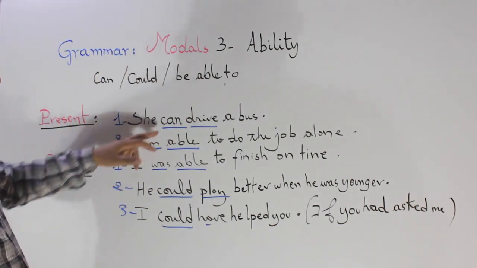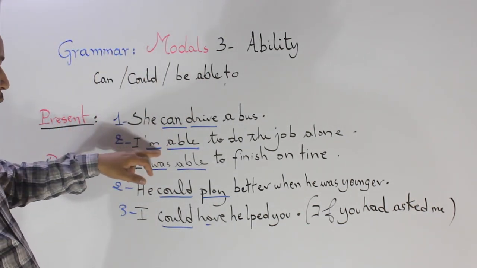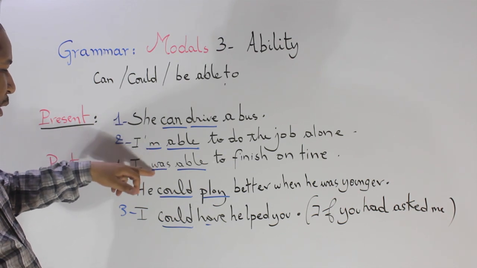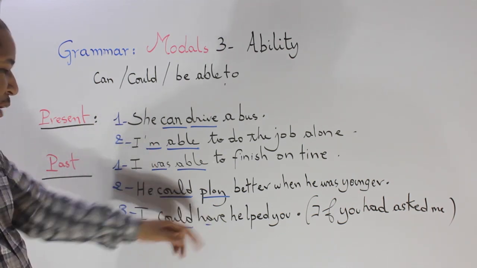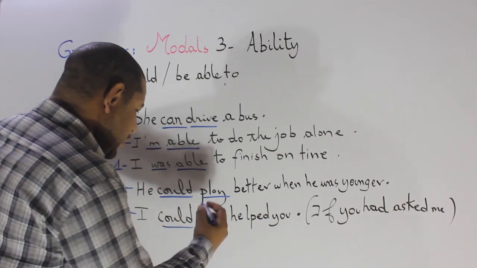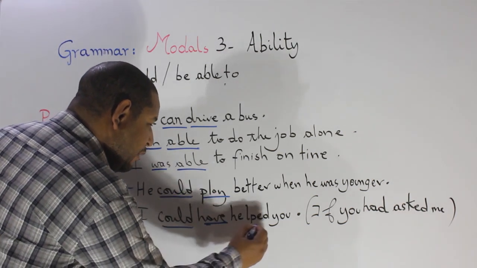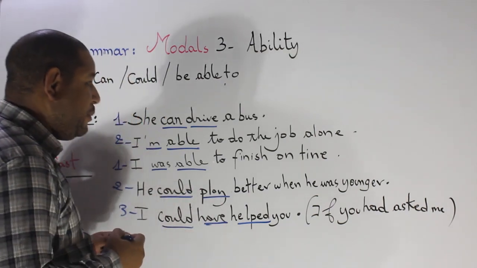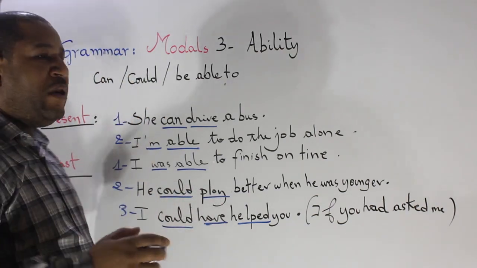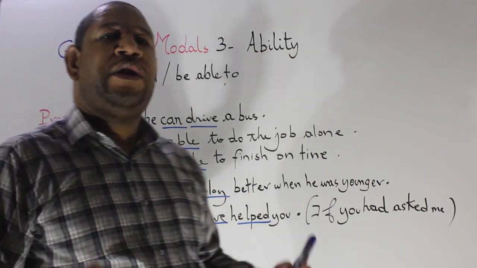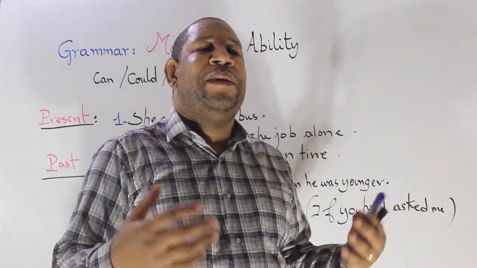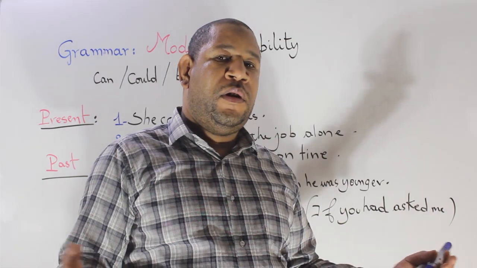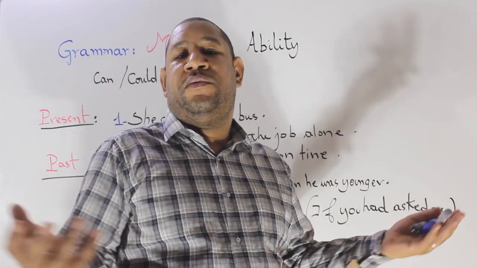So look at here, we have can, we have able, to be able in the present and be able in the past. Then we have this could and could have. Okay? Could and could have plus past participle. Let's start with she can drive a bus. She can drive a bus. Here we speak about a potential, about an ability that is general. And we speak about a person that can do something.